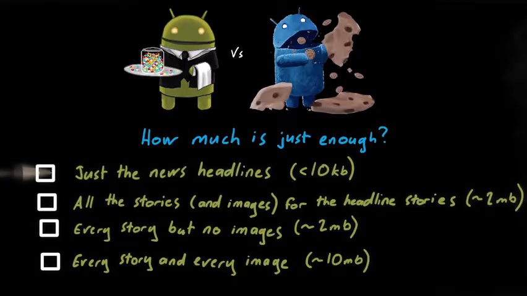Just the front page of headlines? All the stories and images linked to from that front page? Every story available but none of the images? Or every story and every image currently available?